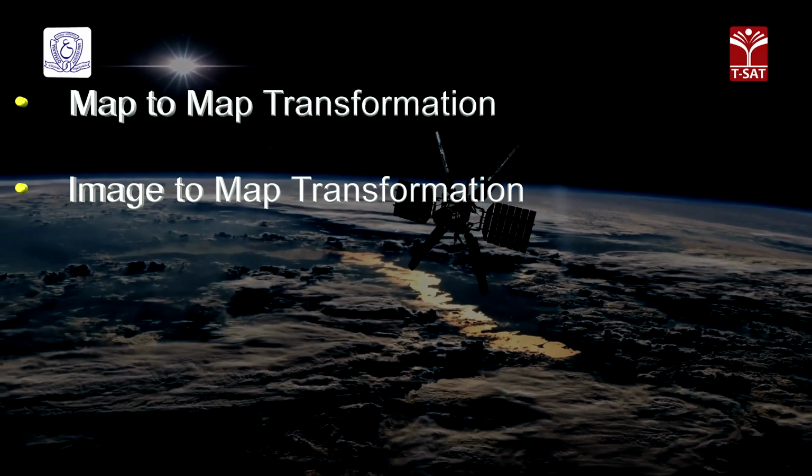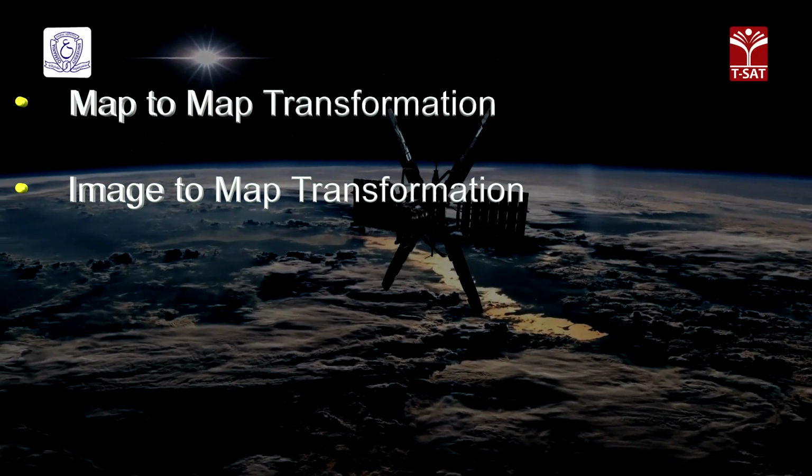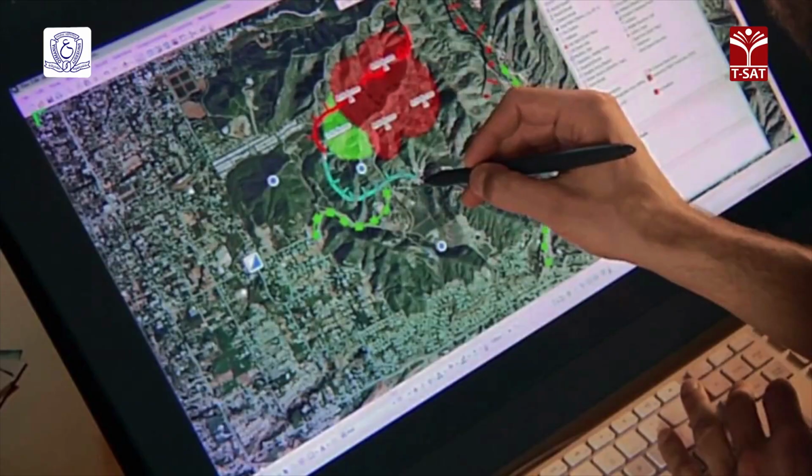Types of geometric transformation. There are two types of geometric transformation. One, map to map transformation. Two, image to map transformation. Map to map transformation is the transformation done from a manually digitized map or one traced from a scanned file to a digitized map. This is based on the digitizer unit. The unit of the digitizer can be in inches or dots per inch.